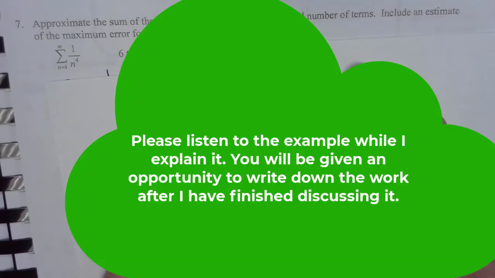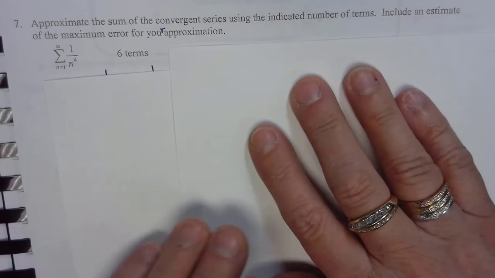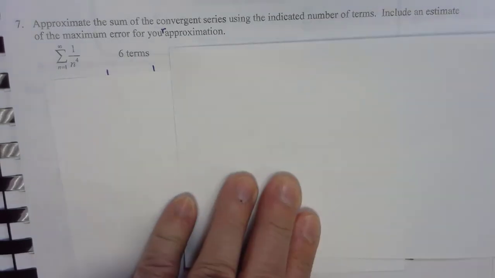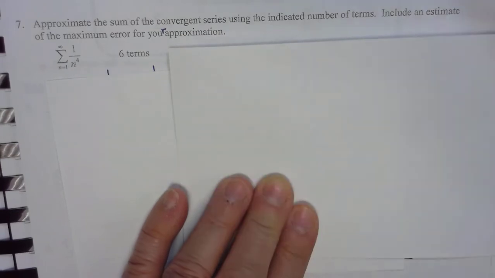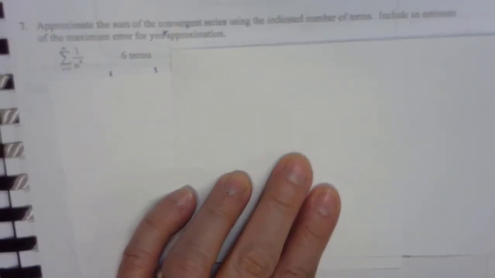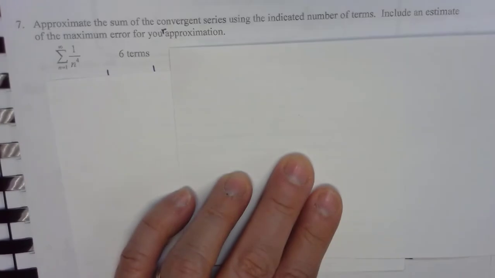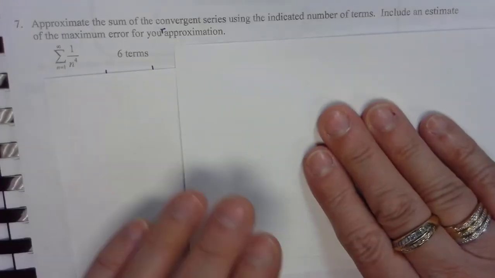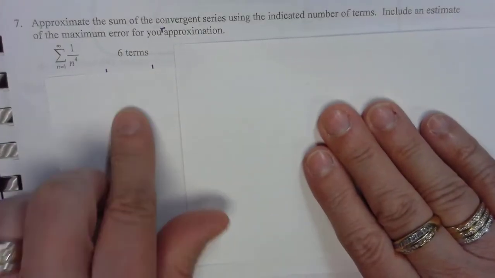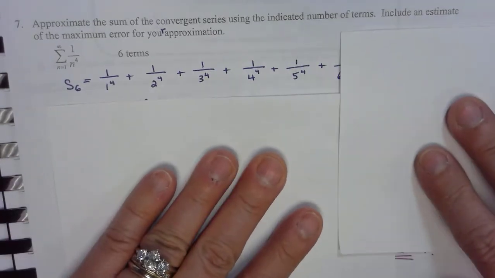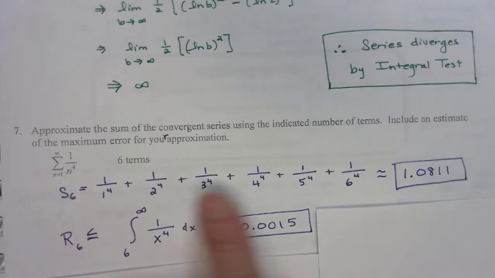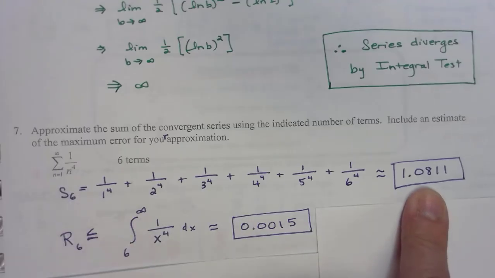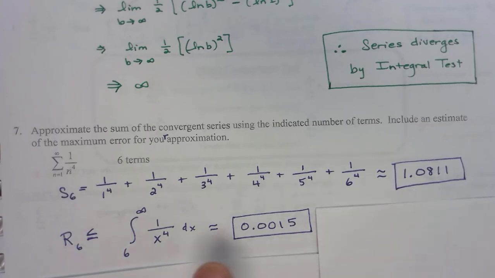Now we're going to move into something involving error. Approximate the sum of the convergent series, so you're being told it's convergent, and we know using the p-series test that it is, using the indicated number of terms. Include an estimate of the maximum error for your approximation. So we want the error after 6 terms. So let's list our 6 terms and find the sum. And we have to use our calculator to do that. Our sum after 6 terms is 1.0811 and a bunch more decimals, approximately.